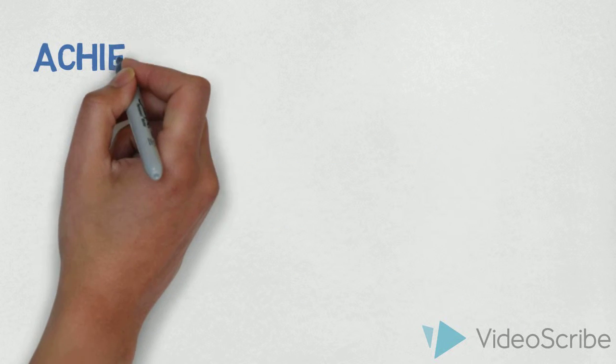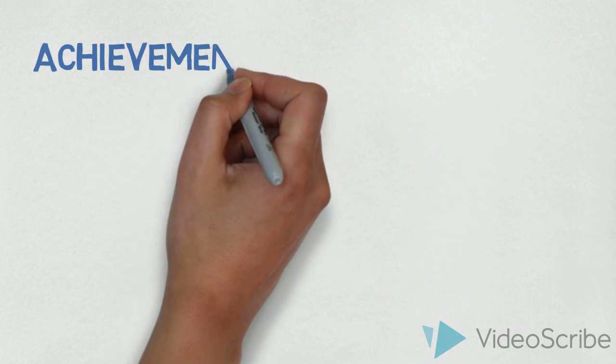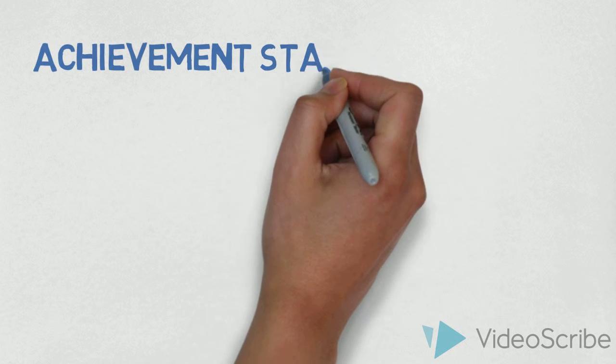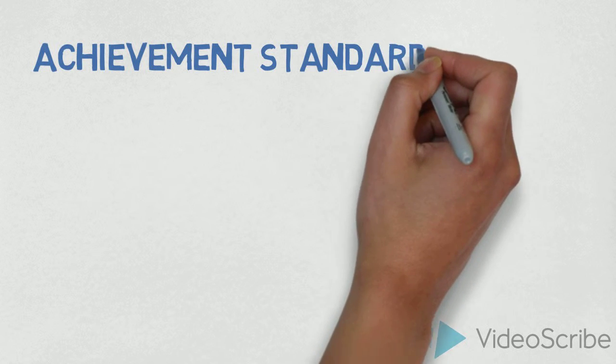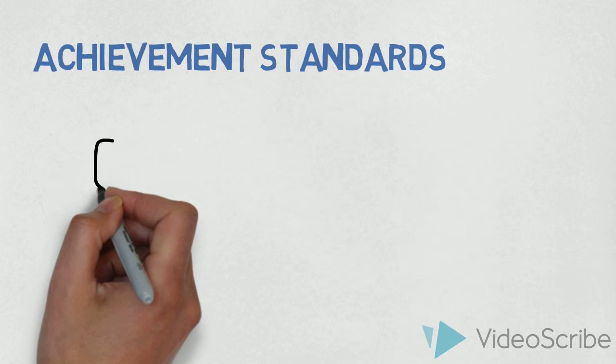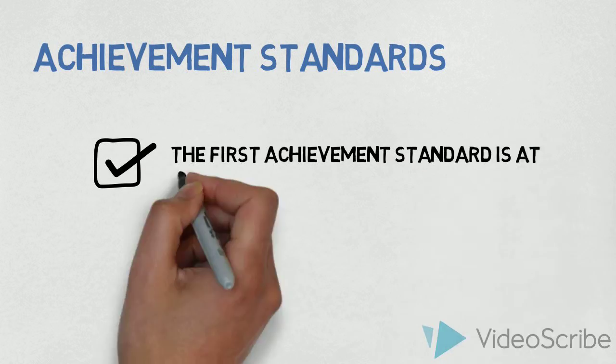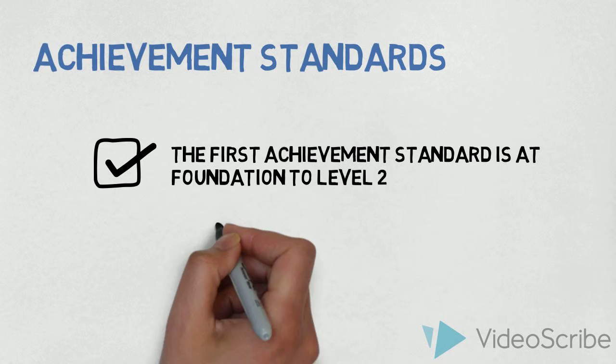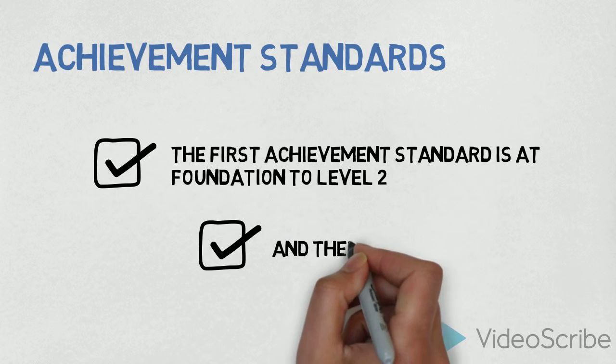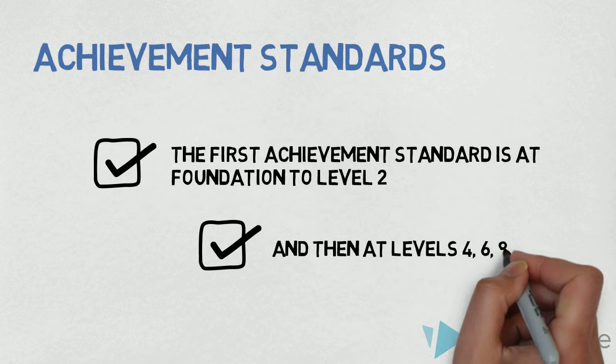The critical and creative thinking curriculum has achievement standard statements that describe what students are typically able to understand and do. These are the basis for reporting student achievement. The first achievement standard is at Foundations to Level 2, and then at Levels 4, 6, 8, and 10.